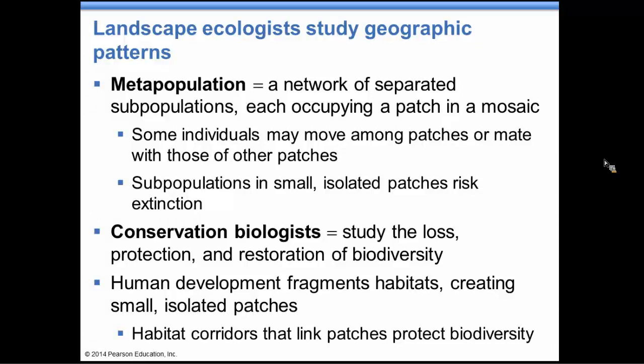Because of human development, we often create fragmented habitats, and we create these small isolated patches, forming metapopulations from a larger population. And one great way to get around this is habitat corridors that can link patches. And I know Florida and the Everglades systems have been implementing these to encourage the travel of organisms from one patch to another.